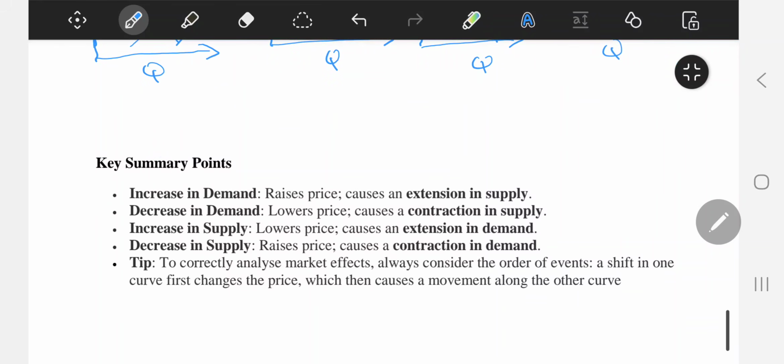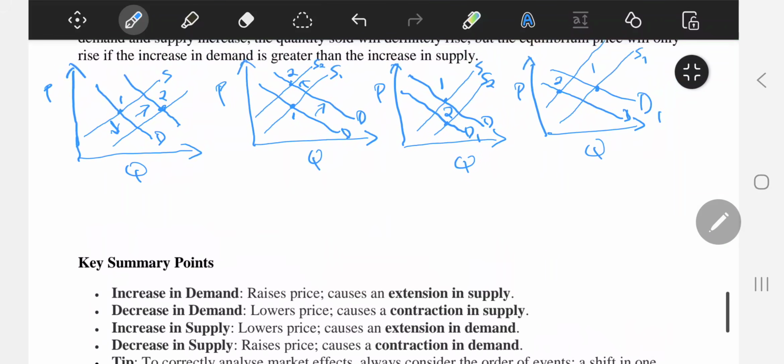All right, so these are the key points we've learned. An increase in demand is going to cause prices to increase, all else equal in supply. A decrease in demand is going to cause lower prices. An increase in supply also lowers prices. A decrease in supply raises prices. So always follow the order of events, shifting one curve first and then the movement along the other curve. It's very important to look at those 4 diagrams.